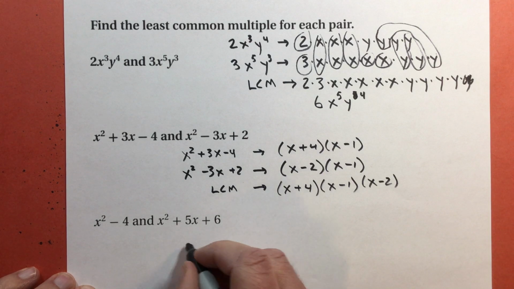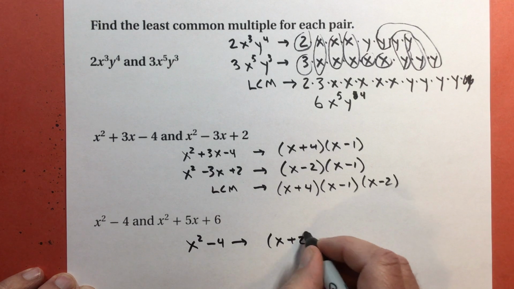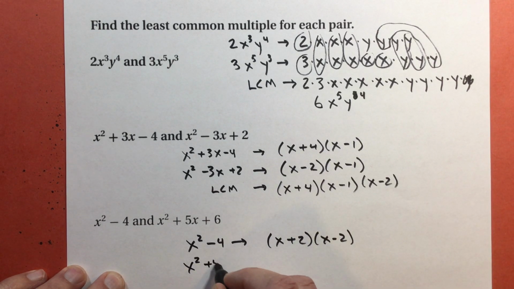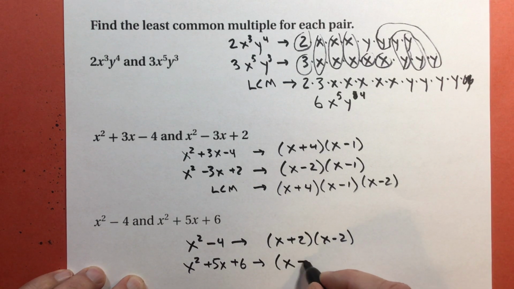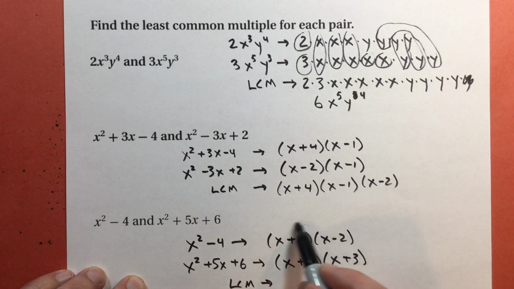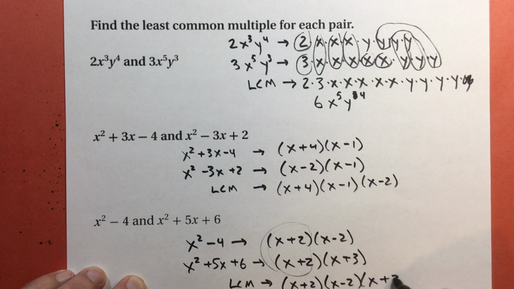For the last one, x squared subtract 4 factors into x plus 2 times x subtract 2. And x squared plus 5x plus 6 factors into x plus 2 times x plus 3. So for the least common multiple, they both share an x plus 2, so I only write that once. Then whatever extra I have, x subtract 2, x plus 3, that is included in the least common multiple.